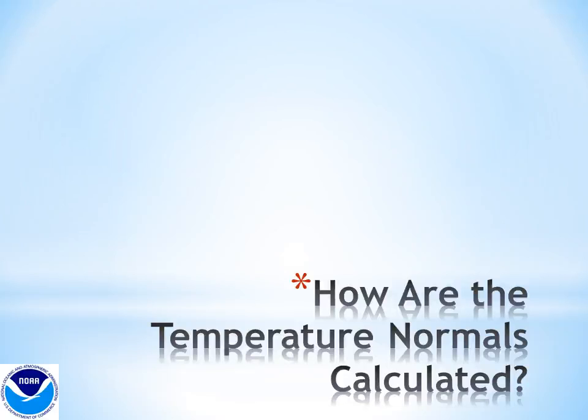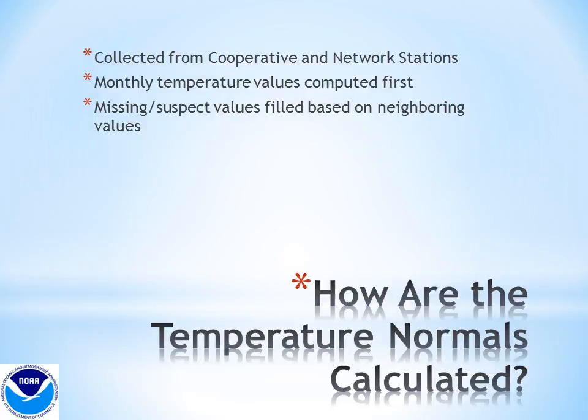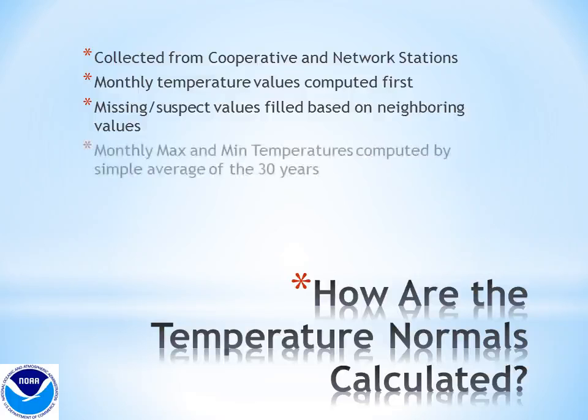Data from the cooperative and network stations are used to calculate the monthly temperature normals. The monthly values are the first calculations completed. The missing or suspect values are filled in using a regression technique based on the neighboring values. Once all the monthly values are filled in for 30 years, the monthly normals of maximum and minimum temperature are computed as the simple averages of the 30 values for each station month.